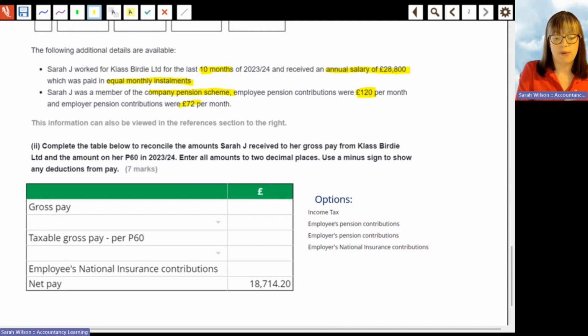In the exam, you will be able to open all of that information on the right-hand side of your screen using the references section, so you can have the question open and the information open at the same time.